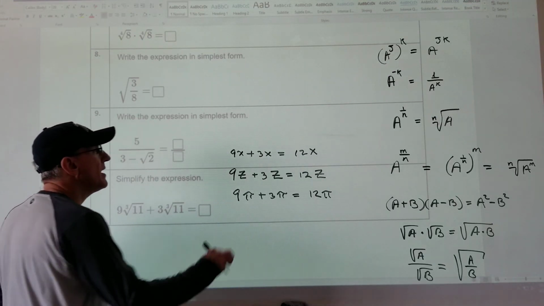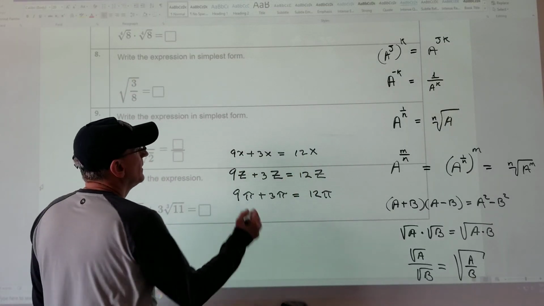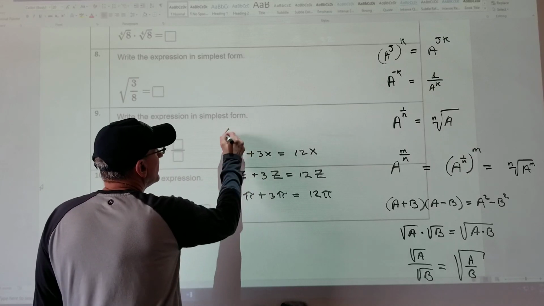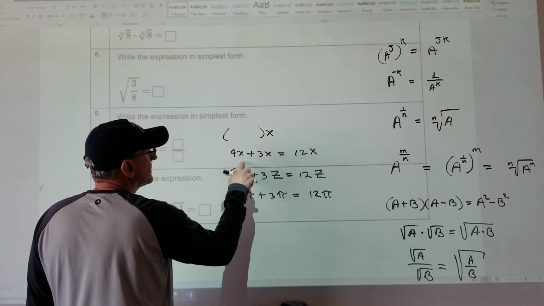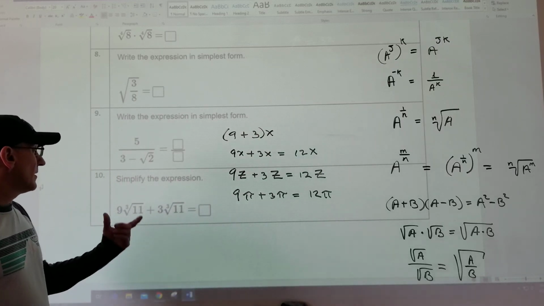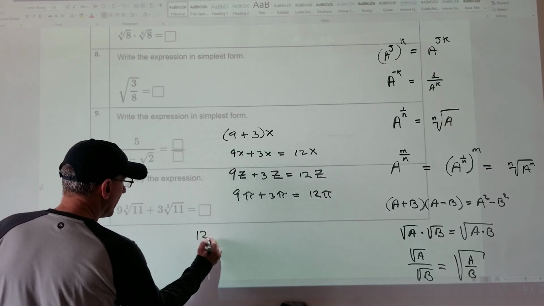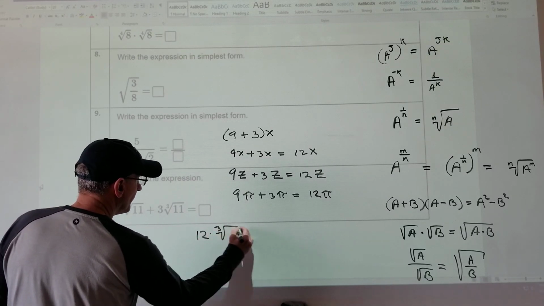For example, they may have explained to you that these are like terms and you can add them, you have permission. Maybe they didn't explain to you, though, that you can actually factor out an x, and that leaves 9 plus 3, and that's where the 12 comes from. So, same thing on this one. You're just going to go 9 plus 3 is 12 times the cube root of 11.